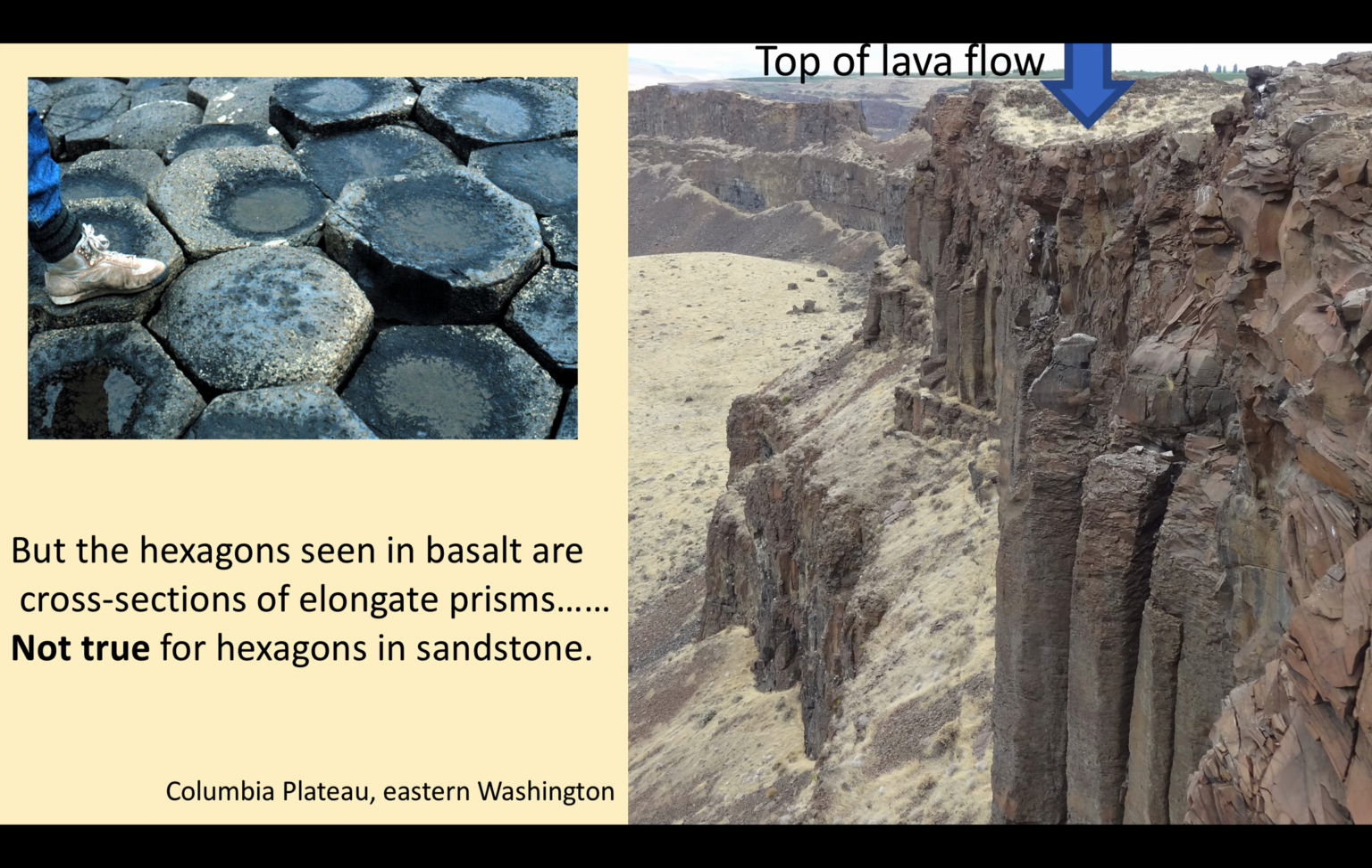So more about basalt here. So here's Giant's Causeway again, but that's just a cross section. Here you see the full breadth of the hexagonal fracture pattern. So these are elongate columns. That's definitely not present in the sandstones. Remember, the fractures in the sandstones were only 15 centimeters deep. Also notice that at the top of the lava here, there aren't any columns. So columnar jointing apparently starts in here and proceeds downward.